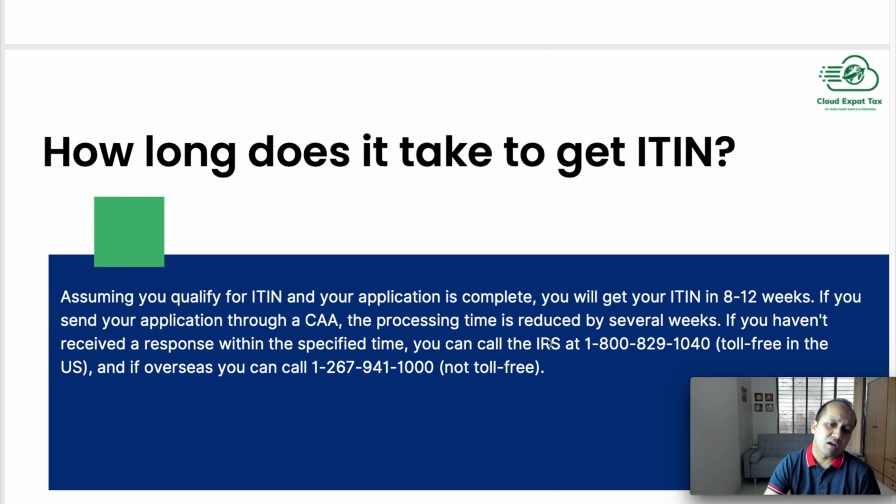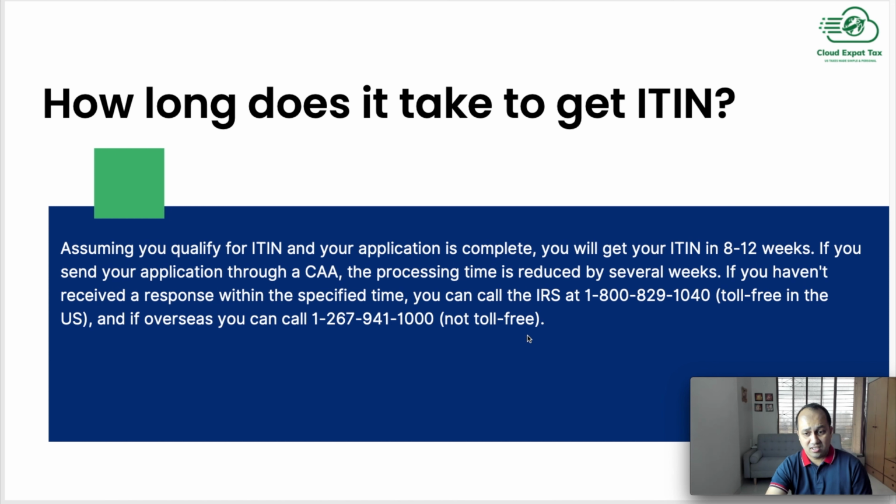So this is the one. How long does it take to get an ITIN? Assuming you qualify for an ITIN and your application is complete, it takes between 8 to 12 weeks. That's rather optimistic. It takes about 10 to 14 weeks. If you send your application through a CAA, obviously the processing time is reduced by a few weeks because your passport is already being certified. If you haven't received a response within this time, then you can call this number. If you're overseas, you can reach out to this number over here and you can ask the IRS the status of your application.